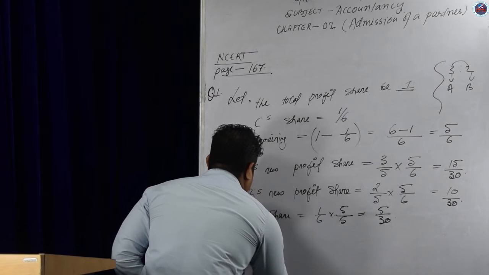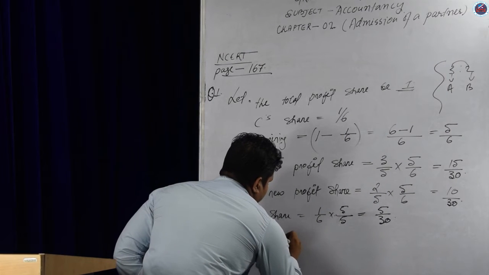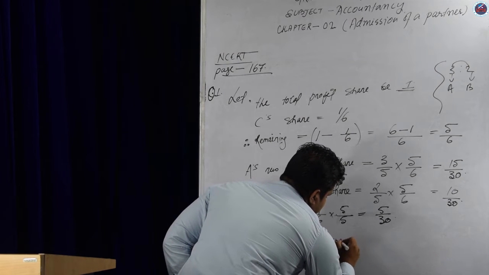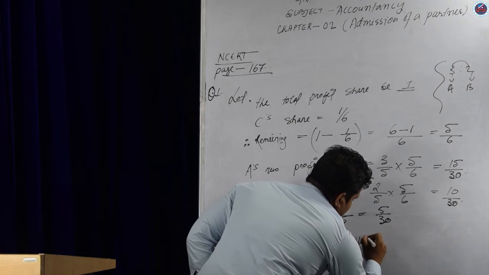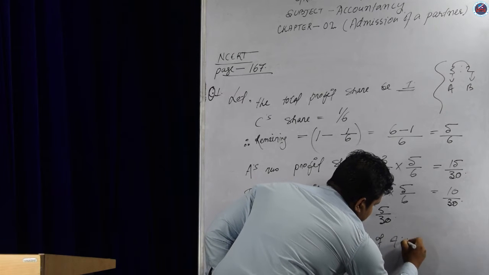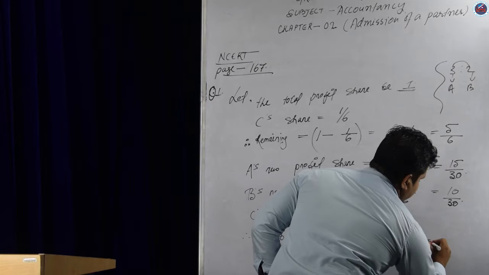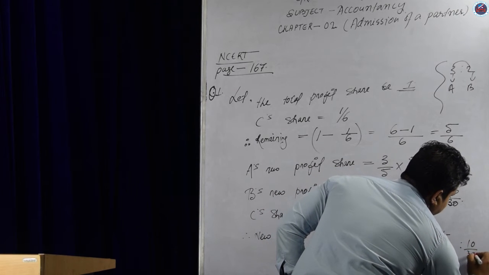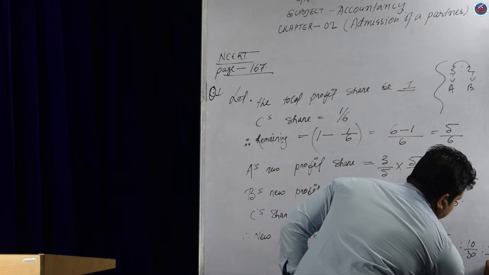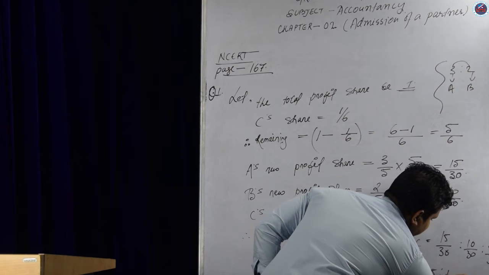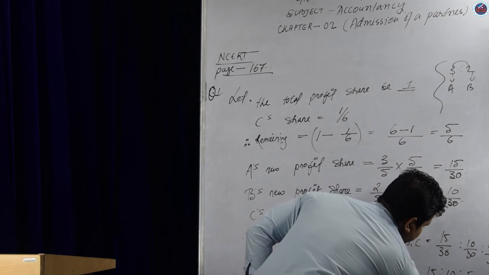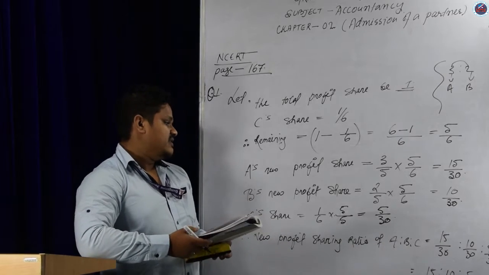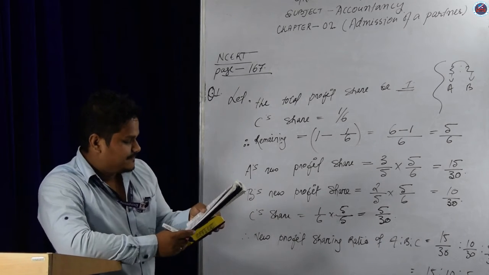Therefore, the new profit sharing ratio of A is to B is to C is equal to 15/30, 10/30 and 5/30. So if you add it, 15:10:5, that is 3 is to 2 is to 1. That is the new profit sharing ratio, A is to B is to C. That is question number 1.